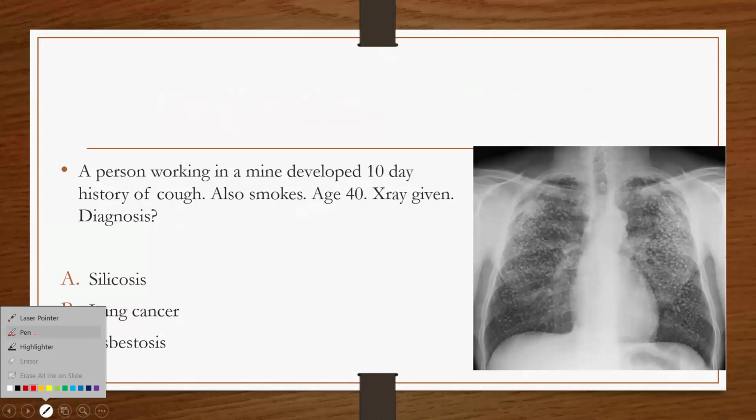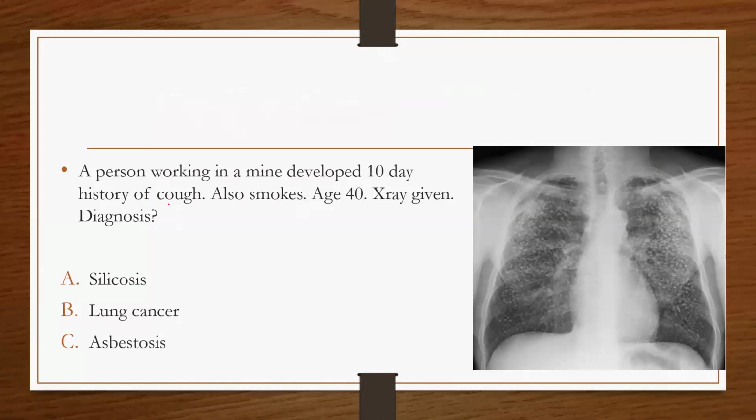So a person working in a mine developed a 10-day history of cough. Okay, so the person working in a mine developed a 10-day history of cough, also smokes, age 40, X-ray given. What is the diagnosis? A, silicosis, B, lung cancer, C, asbestosis. So this is the X-ray that I have displayed, which was something similar to the one which was given.